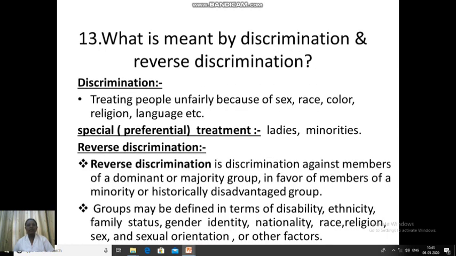13th question, what is meant by discrimination and reverse discrimination? Discrimination is treating people unfairly because of sex, race, color, religion, language, etc. Special or preferential treatment will be given to ladies and minorities. Reverse discrimination is discrimination against members of a dominant or majority group in favor of members of a minority or historically disadvantaged group. Groups may be defined in terms of disability, ethnicity, family status, gender identity, nationality, race, religion, sex, and sexual orientation or other factors.